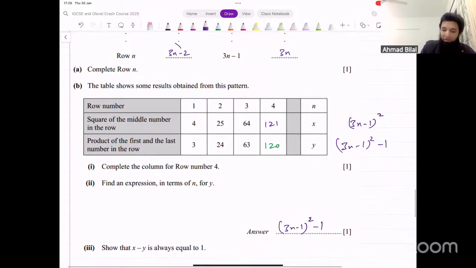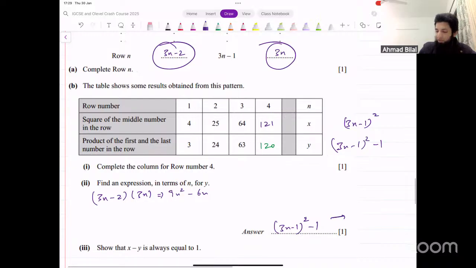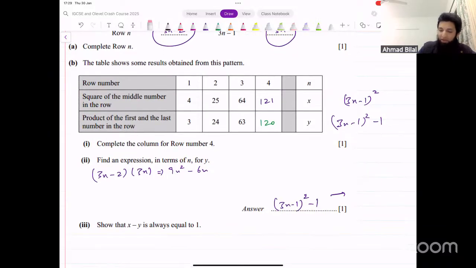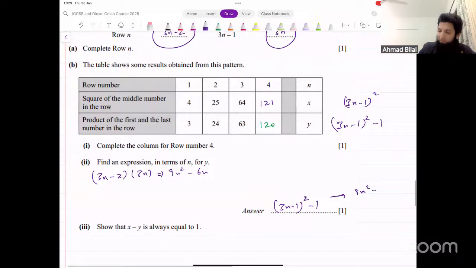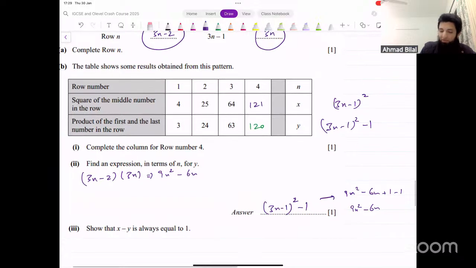Another idea could be using these nth terms that they've given us, 3n minus 2 times 3n. That would have given us something similar as well. 3n into 3n, that is 9n squared minus 6n. That's equivalent to this. You can verify this as well, because this is 3n minus 1 whole squared, which becomes 9n squared when you expand it. 9n squared minus 2 times 3n, which is 6n, plus 1 minus 1. And that simplifies to 9n squared minus 6n as well. And that's what we got here as well.